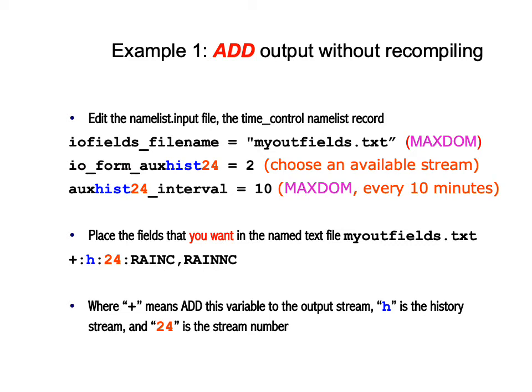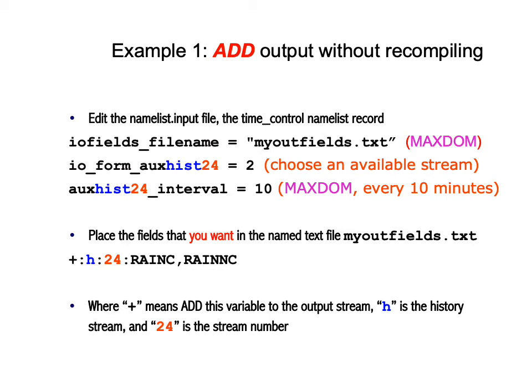Assuming we do want to have this additional stream, what we can do is, instead of putting data into the WRF model output, the default stream, we can choose any stream we want. We saw that we had up to 25 streams, 0 through 24. In this example, we're showing you how to add data to stream number 24. It's going to be a netcdf file. The data is going to come out every 10 minutes, and the IO fields file name, myoutfields.txt, the contents of that myoutfields.txt file are on the next line, where it says +:H:24:, and then a comma-separated list of variable names.